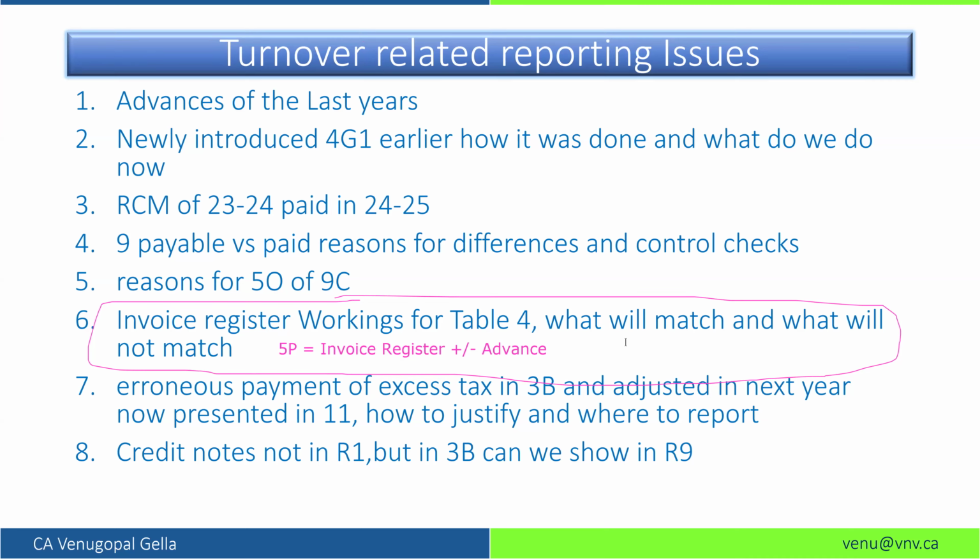So we reflect both these details as part of table 6A, B, C as the case may be. Explanation, we can add. It will be better to give that, so that we give it away directly when we are filing that this is what it includes. Very true. Now 5P should be matching with your invoice register.